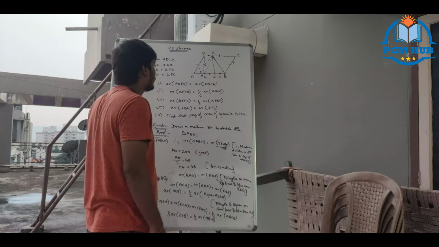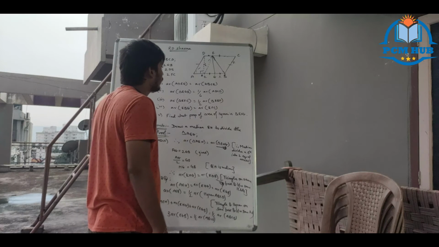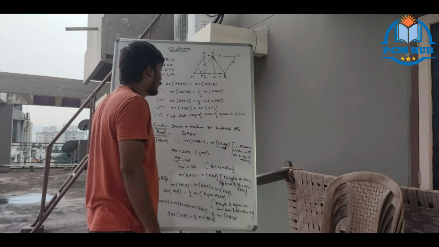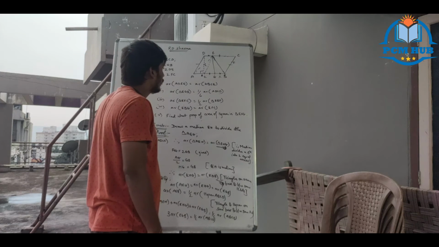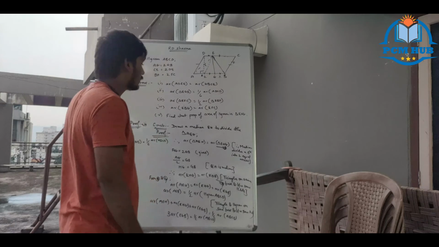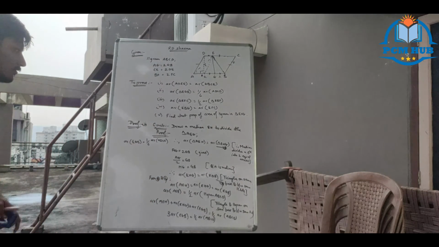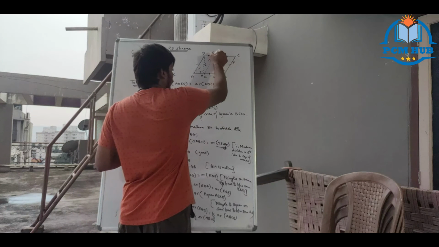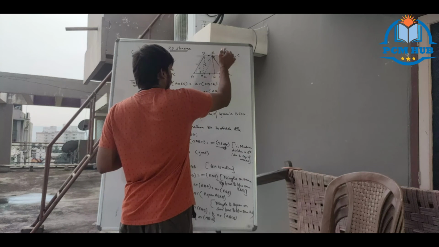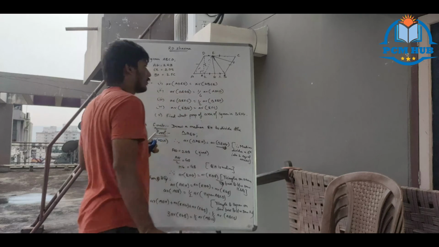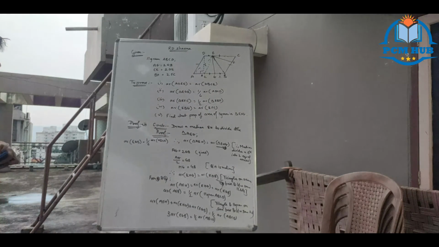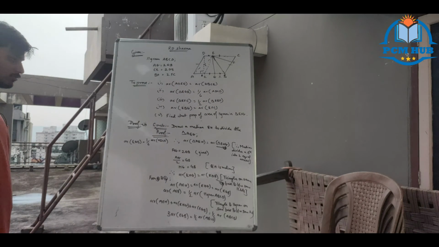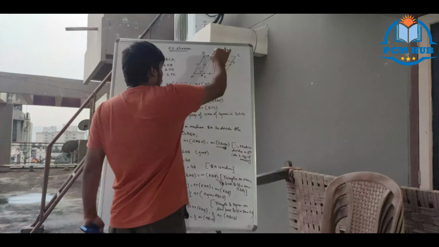Next I am seeing EFC. Where is EFC? EFC equal to half of area of EBF. Same procedure. Same procedure. Nothing new in this also. Same procedure.